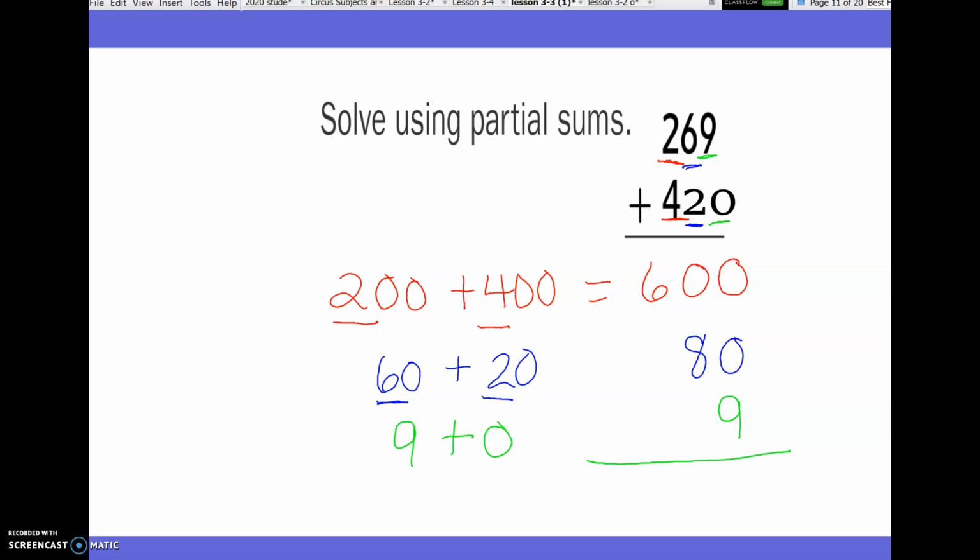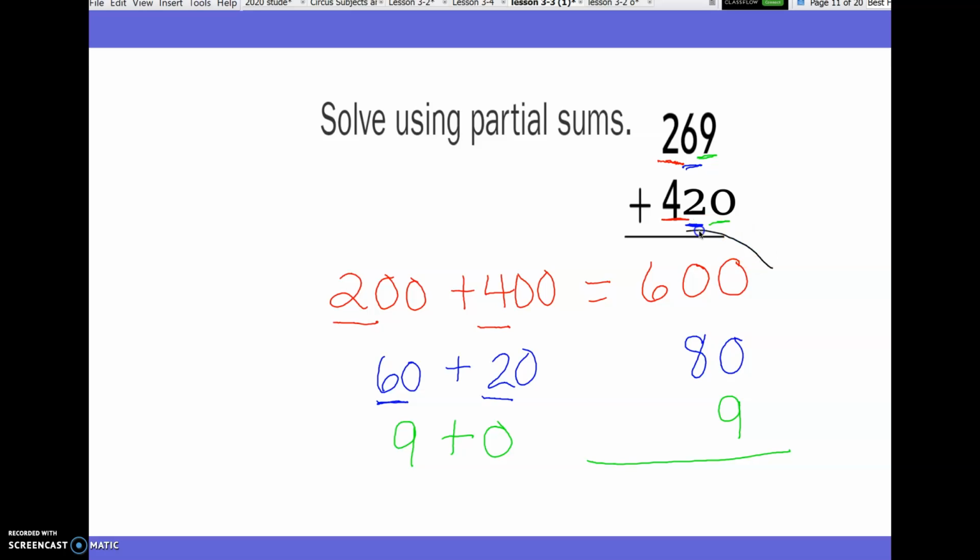I want you to look at how nice and neat and tidy I have written 689. The 9 is in the ones place. The 8 is in the tens place because that represents 80. The 6 is in the hundreds place because that represents 600. I cannot put the 80 over here because then that doesn't mean 80. So you have to be very careful and be nice and neat and tidy where you are writing your digits.